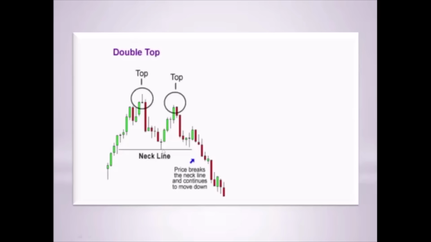Now with double tops, we would place our entry order below the neckline, because we are anticipating a reversal of the uptrend. So here is where you get the word double tops. Here you say price breaks the neckline and continues to move down. A lot of traders like you and I made some huge profits over here.